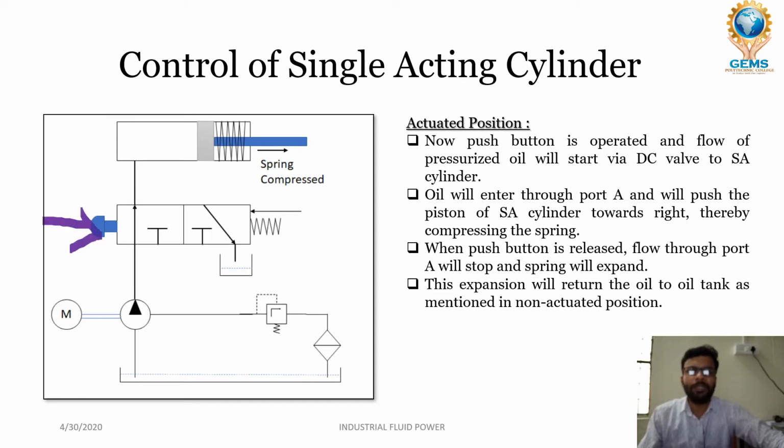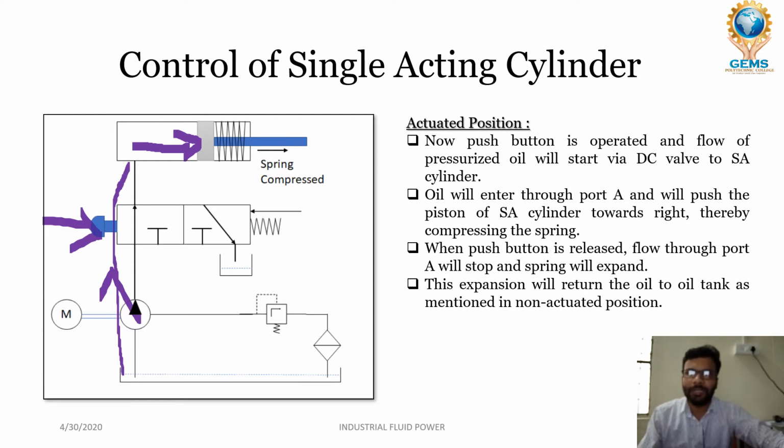When the push button is operated, the flow of pressurized oil will start via DC valve to a single acting cylinder. First, the oil will enter through port A. Here it is port A, oil from port A, and it will push the piston of single acting cylinder towards right, thereby compressing the spring.